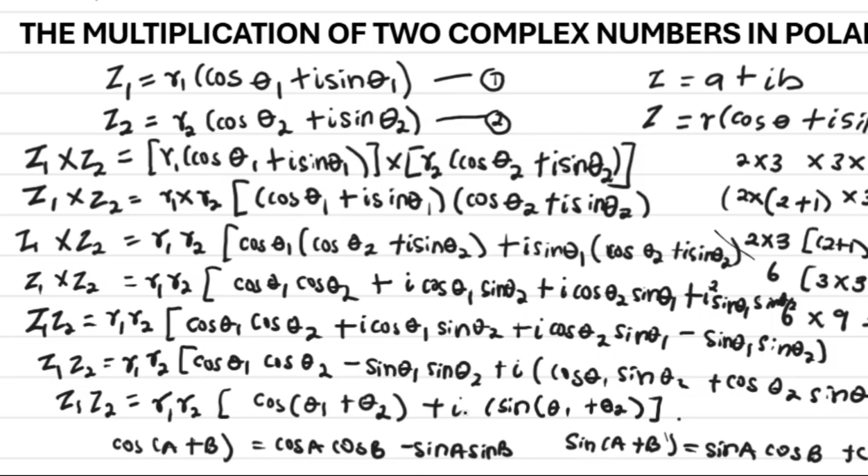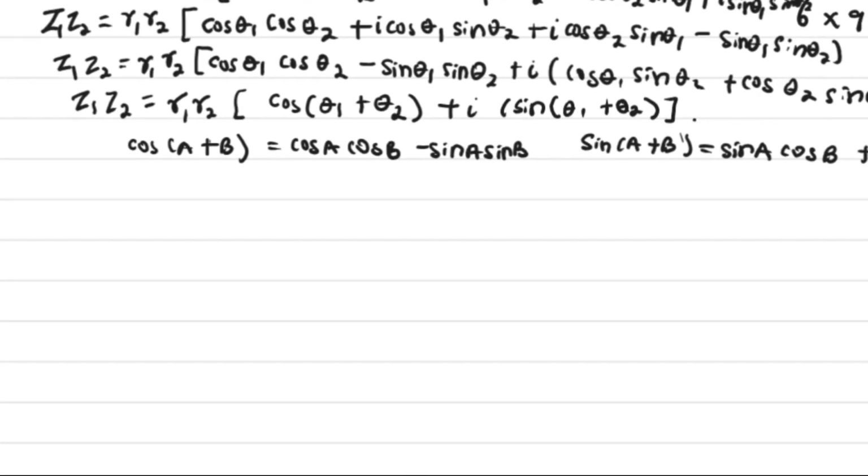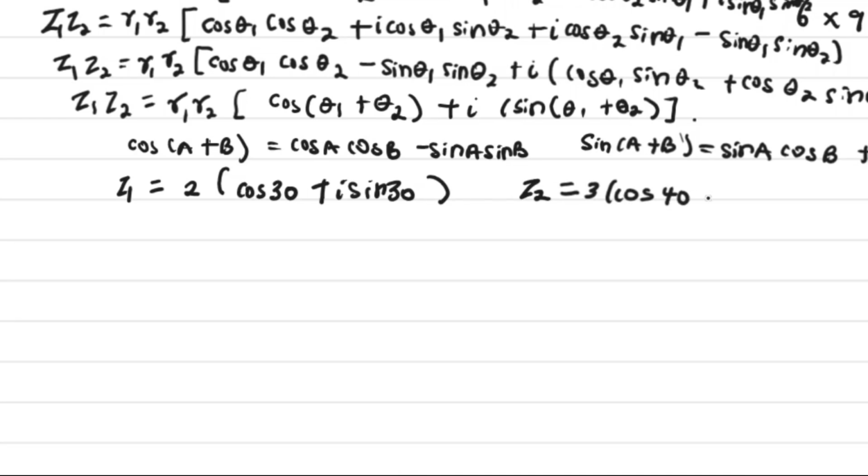which is going to make your calculation very much simpler. Now, let's apply this in an example so that you get the concept very properly. Let's say that we have to multiply these two complex numbers that I'm going to give you now in polar form. If the first complex number Z1 is equal to 2 into cos 30 plus I sine 30, and our Z2 is 3 into cos 40 plus I sine 40.